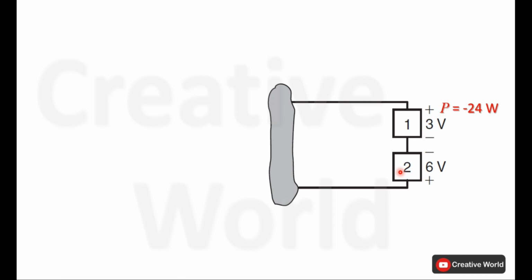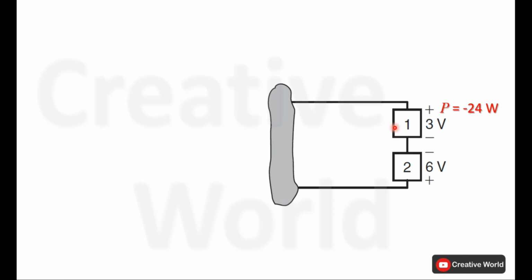In order to calculate the power of element 2 we should have the current through it, and the current of this circuit can be calculated using element 1 power, because voltage across element 1 is given and power of element 1 is also given. If we calculate the current of element 1, the same current with the same direction will be passing through element 2 because of the series connection. So we will be able to calculate and identify the power of element 2.